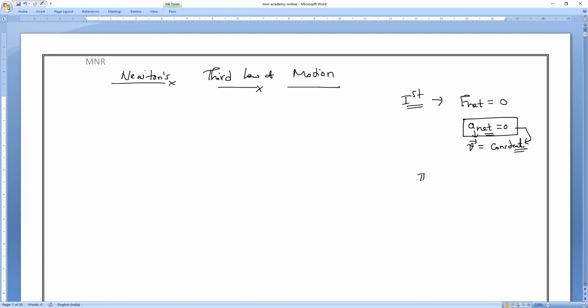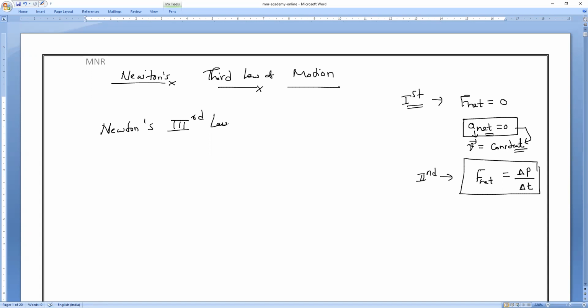And Newton's second law we discussed till yesterday's class. F net is equal to change in momentum divided by change in time period. So this is Newton's second law, which we studied. Now let us come to Newton's third law. This is a very popular law, and we use it in our daily life many times. Even if people don't know the first and second law, everybody will remember the third law.